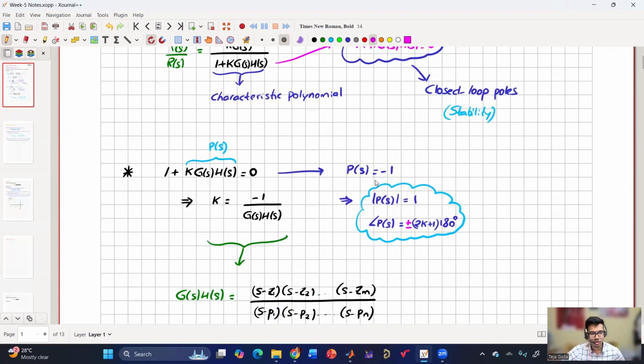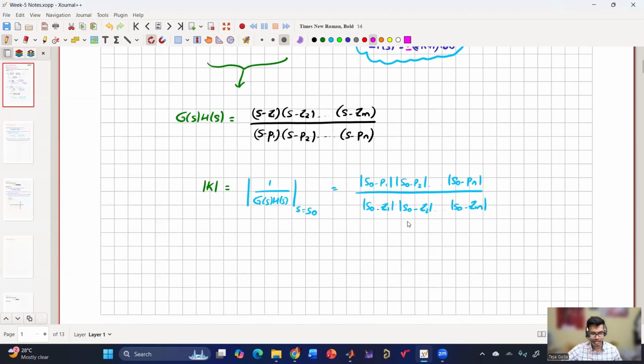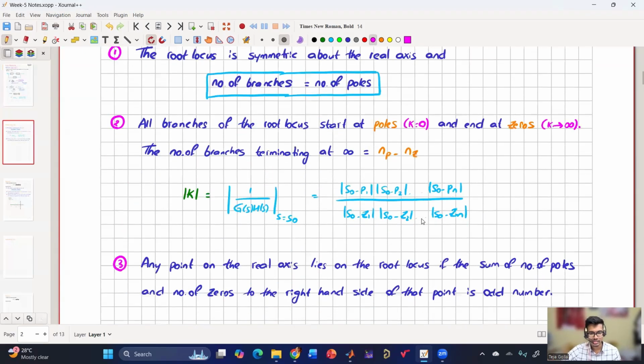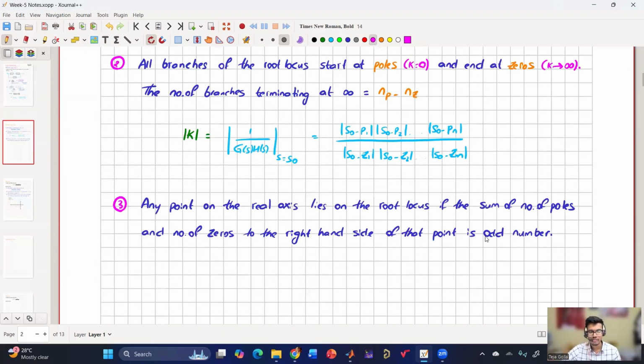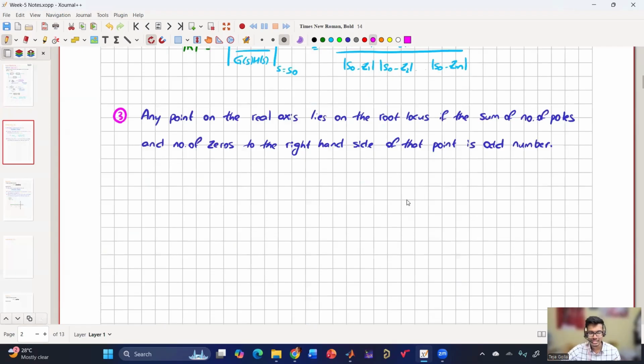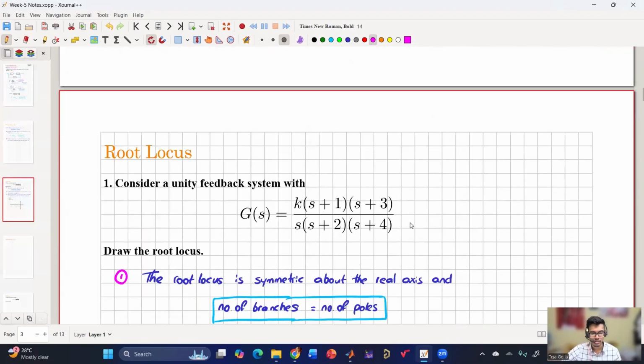Instead of -1 we'll get +1, because there will be one minus here. So instead of (2k+1) times 180 degrees, we'll get 2k times 180 degrees, a multiple of 360 degrees, something like that. And the rules will change here and there slightly. Here it is an odd number, there it will be an even number. So a slight change will be there, but it is equally applicable.